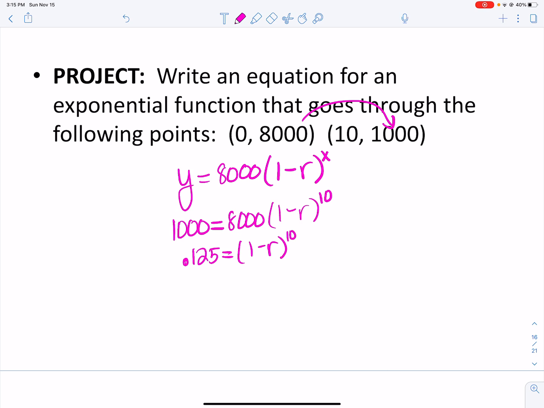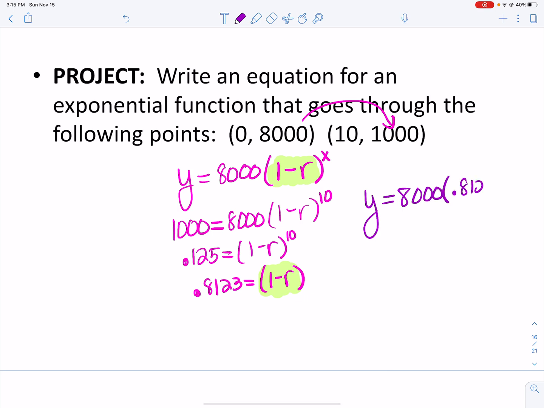So I'm going to take that to the 1/10. And I got 0.8123 equals 1 minus r. So again, I really don't need that in parentheses. I just want to show you something. So I'm saying 1 minus r is that. So now I could write my equation for my project. It would be 8,000 times 0.8123 to the x, where 1 minus r is 0.8123. So that would be my equation.